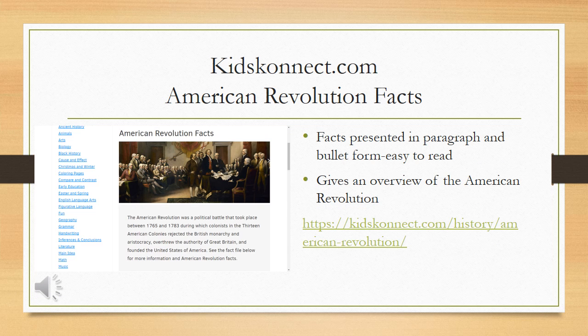The Kids Connect website lists out a variety of American Revolution facts, and it's presented in a bulleted format, making it very accessible to some of our lower readers as well as to some students who are looking for very quick information.